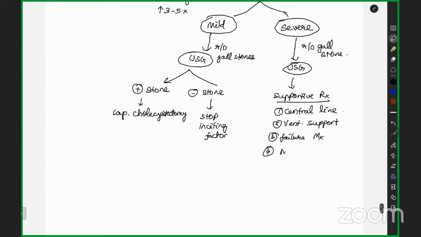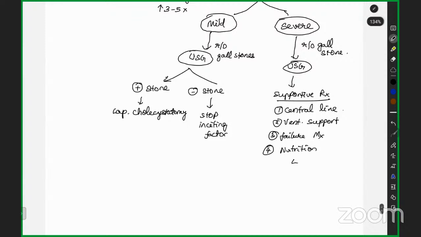Then you're going to go for the nutrition. So what is the nutritional guideline you're going to follow? You're going to go for total parenteral nutrition. You're not going to put a Ryle's tube here, guys. Listen. Whenever you're going to have a severe pancreatitis, you're not going to go for Ryle's tube. Instead, what you're going to do, you're going to give total parenteral nutrition.